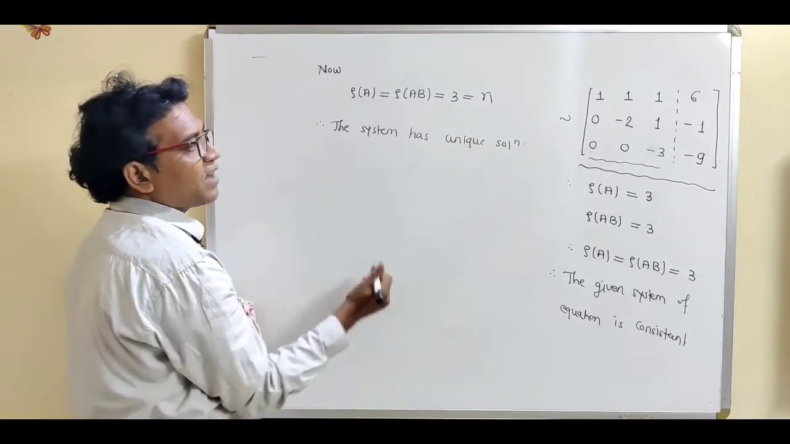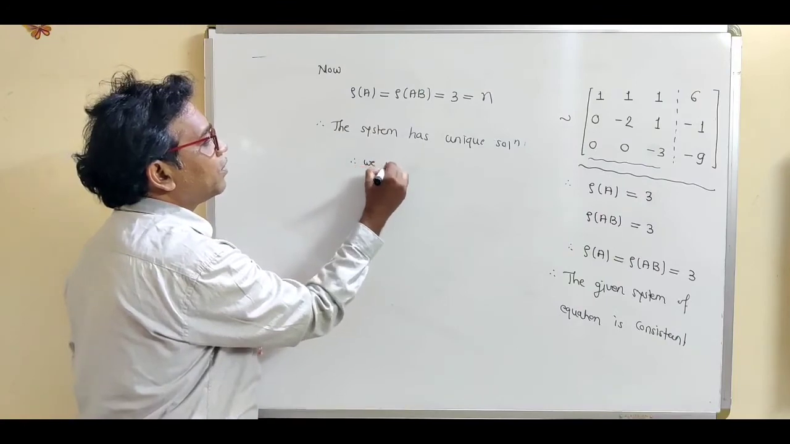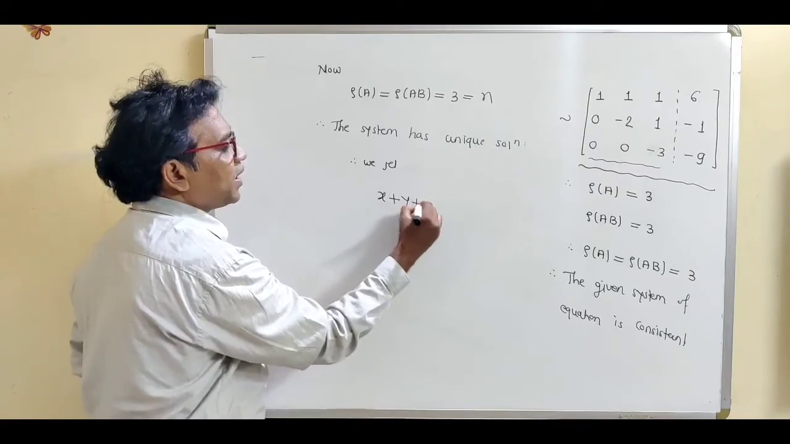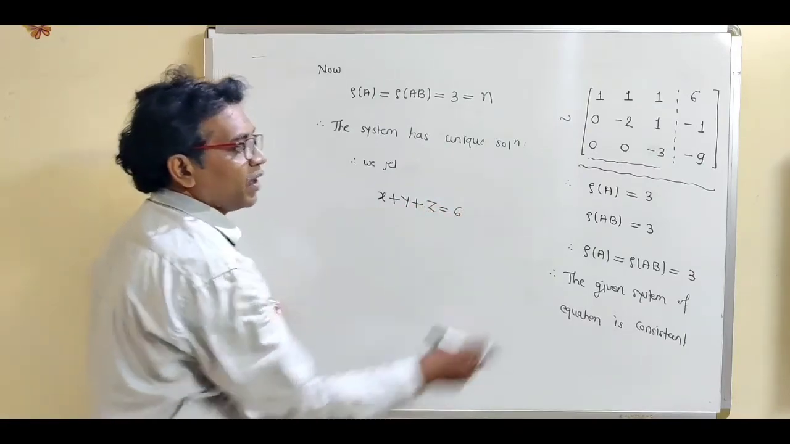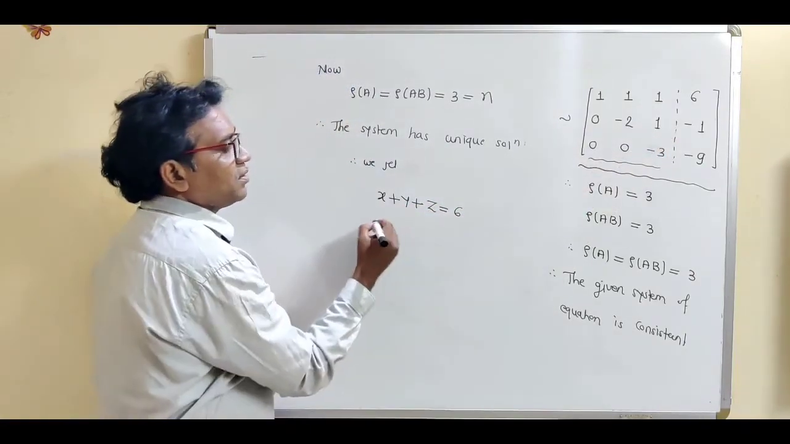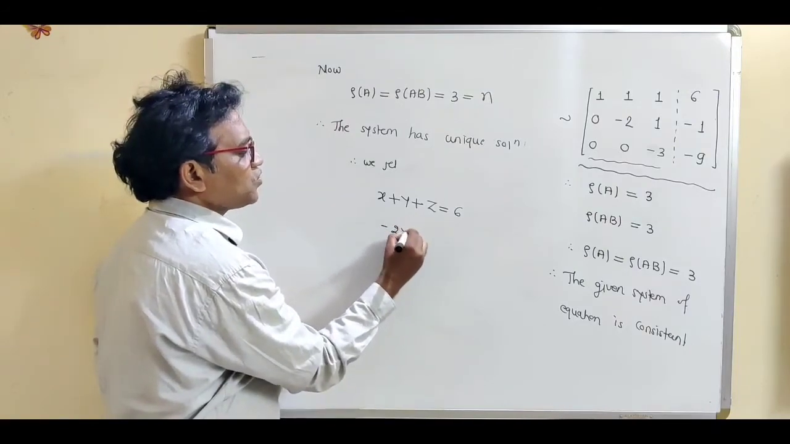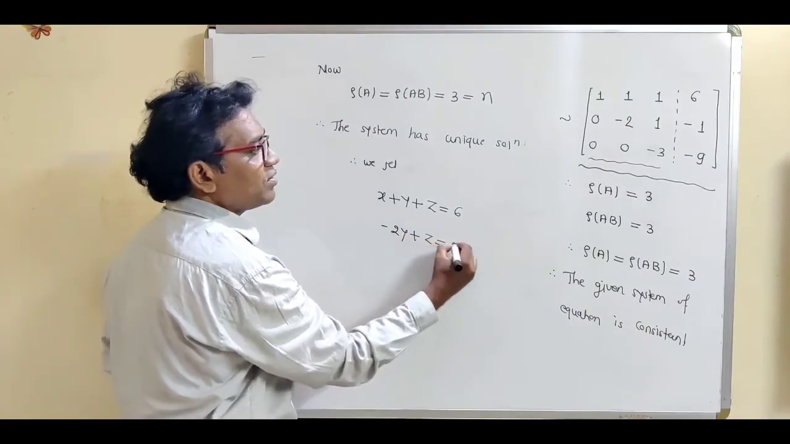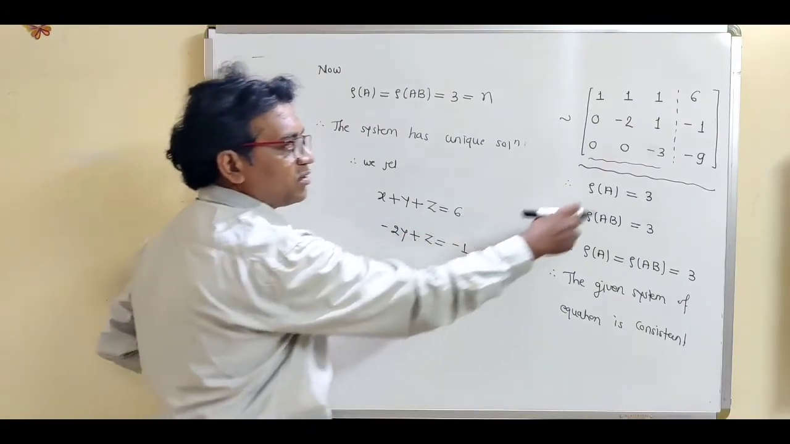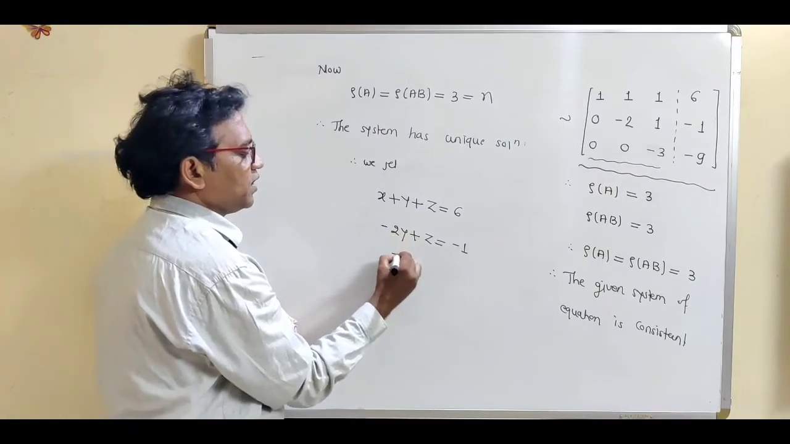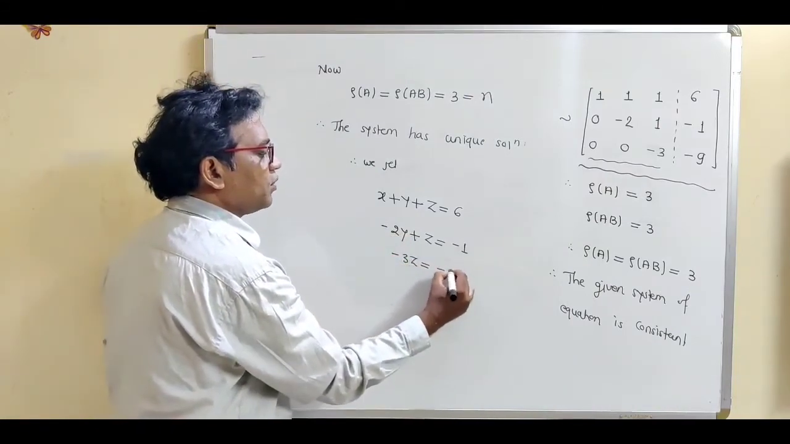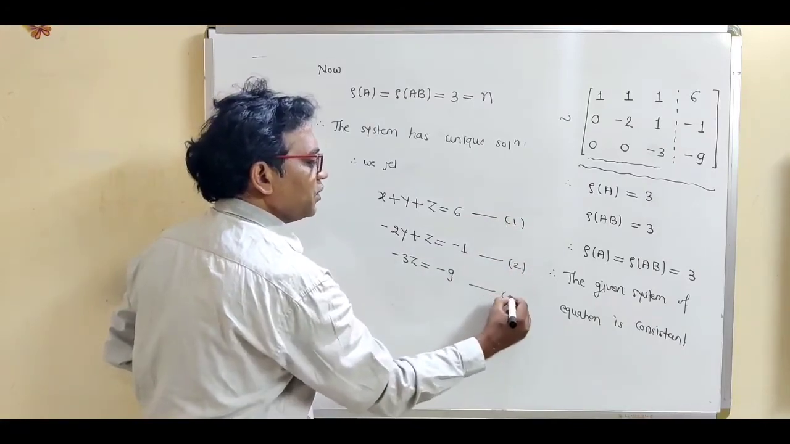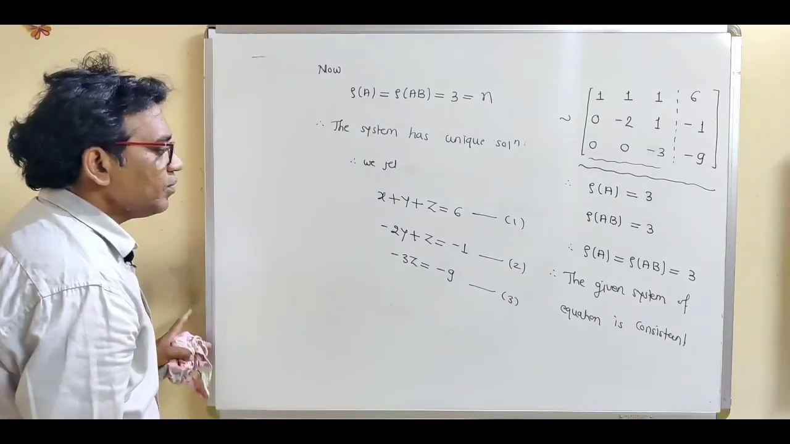So just use this last matrix. So right here, therefore, we get, what is the first equation? x plus y plus z equal to 6. From the second line, we get the second equation: minus 2y, this is the coefficient of y, that is the coefficient of z, and what is the constant term? It is minus 1. And what is the third equation? This is the coefficient of z, minus 3z equal to minus 9. So use this as equation number 1, this is suppose equation 2, and this is equation 3.